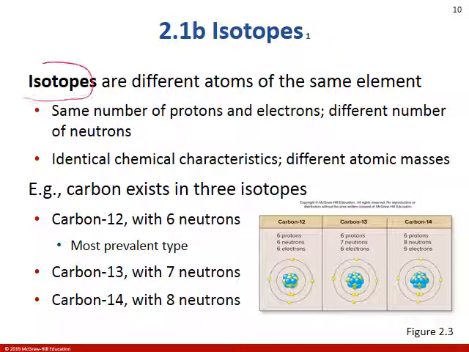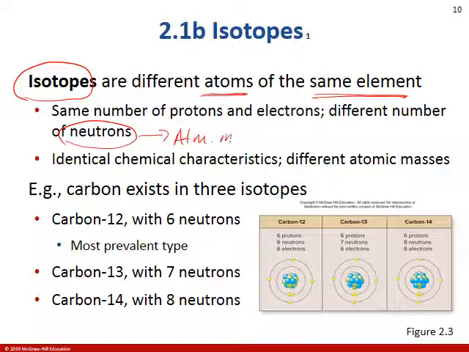Here's the term I talked about earlier, isotopes. So sometimes different atoms of the same element can have differing numbers of neutrons, and that causes changes to the atomic mass. So we have carbon 12, carbon 13, carbon 14, and the neutron number changes. Remember, the proton number cannot change. If the proton number changed, we're not carbon anymore, right? So the neutron number is changing.